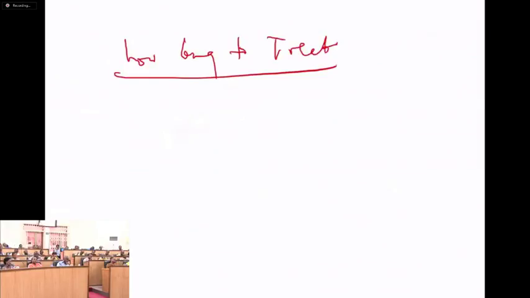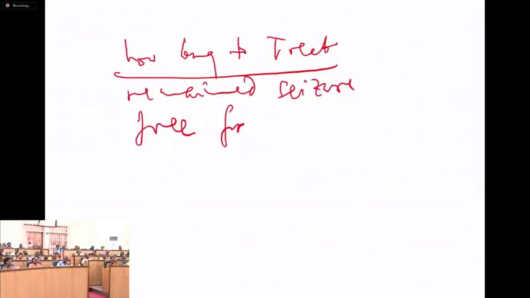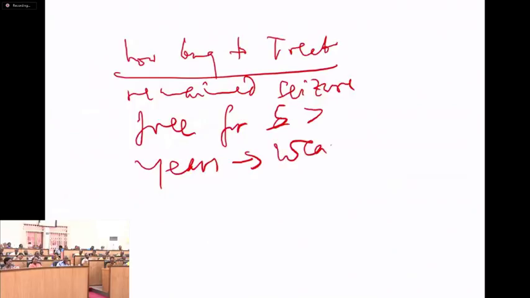That brings me to how long to treat. The recommendation is that if the patient has remained seizure-free for 5 or more years, you can wean them off medication whilst you monitor and see if something will happen or not.